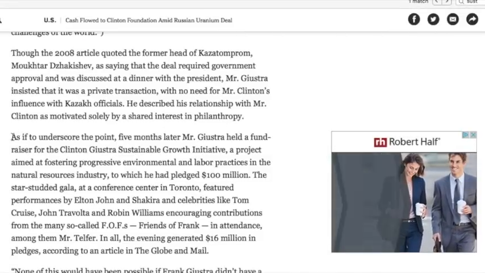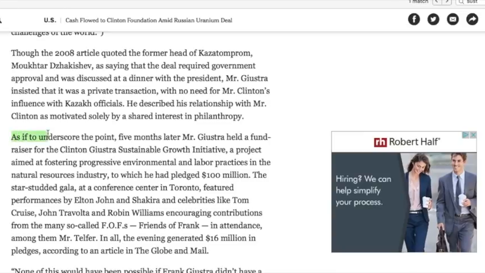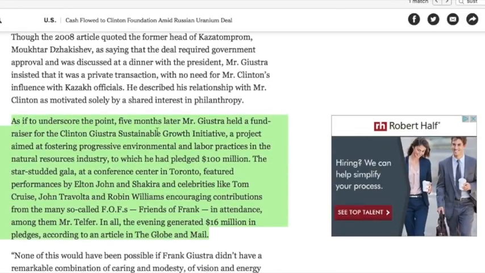One of these business buddies of Hillary, Justra, held a fundraiser for the Clintons' Justra Sustainable Growth Initiative, a project aimed at, here come the Hollywood people in to promote this. They raised $100 million. Elton John, Shakira, Tom Cruise, John Travolta, Robin Williams.